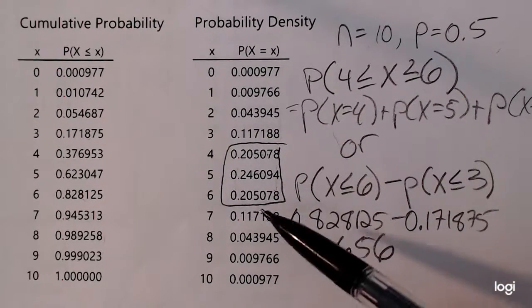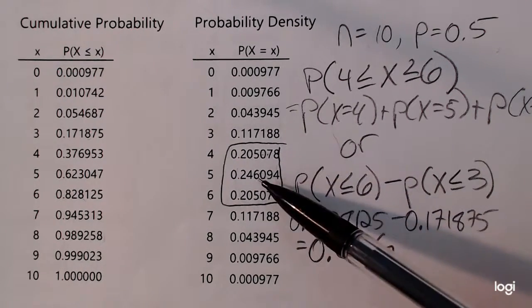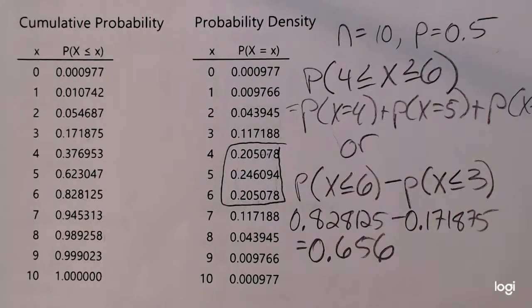So that would be approximately the same answer if you did it this way, adding the individual probabilities up. Using the cumulative probability distribution is just a little bit quicker.